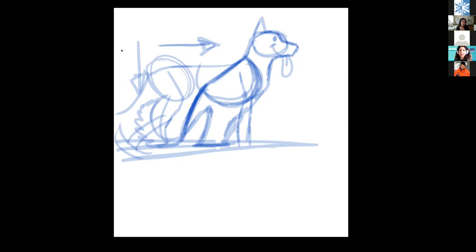I think you have a photo reference of a wolf, right? You did download that image? Yes. Okay, so get the wolf on the screen. And I'm going to teach you how to draw that wolf. Whenever you're ready, let me know.